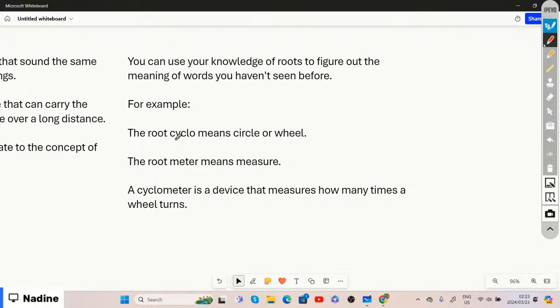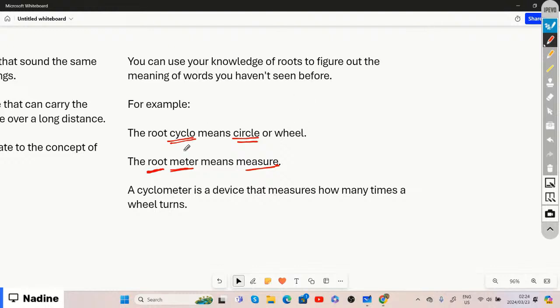All right. So now we have the root cyclo, and cyclo means circle. And then we have the root meter, which means measure. And if you also look at the word meter, if you think of a meter box, especially if you have a water meter or something, they are basically taking the tally of how much water you use. So every month, let's say the municipal office will measure the consumption of water that you've used for the month. So that is to do with meter, it's to do with measurements.